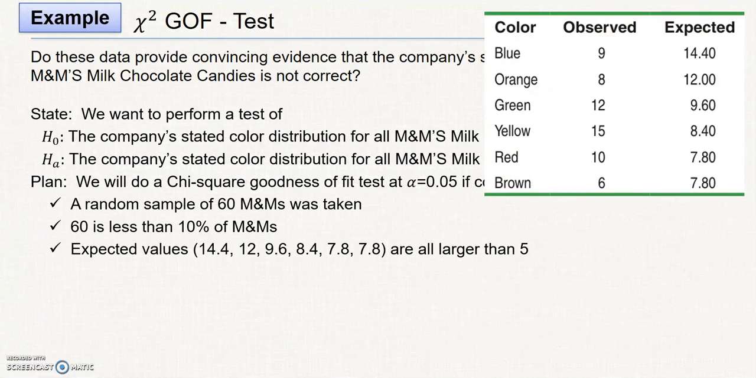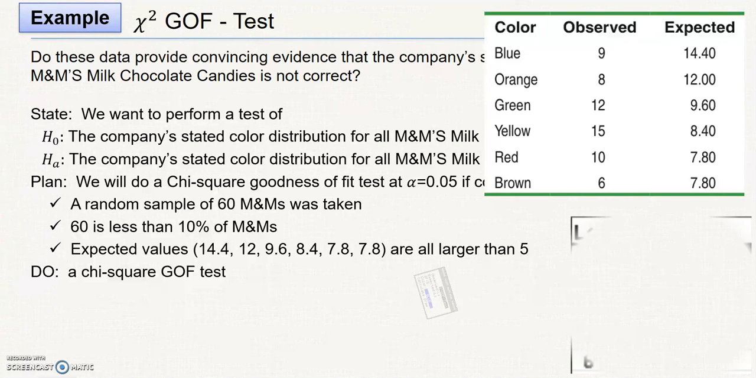So we had a random sample of 60 M&Ms. 60 is less than 10%, and the expected values are listed. All of them are larger than 5. So now we are going to do a chi-square goodness of fit test.